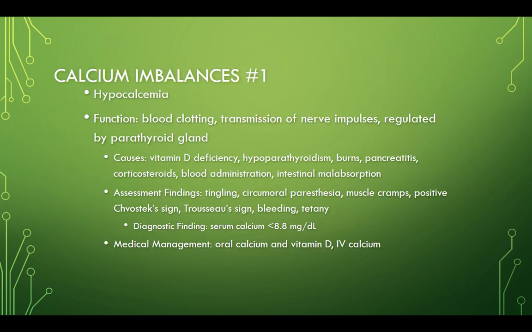So hypocalcemia: calcium is a function of blood clotting and transmission of nerve impulses, regulated by the parathyroid gland. Total calcium of less than 9.0 milligrams per deciliter. Excuse me, I didn't miss my decimal point there. Expected findings: tetany, muscle twitching, frequent painful muscle cramp spasms, positive Chvostek sign and Trousseau sign.